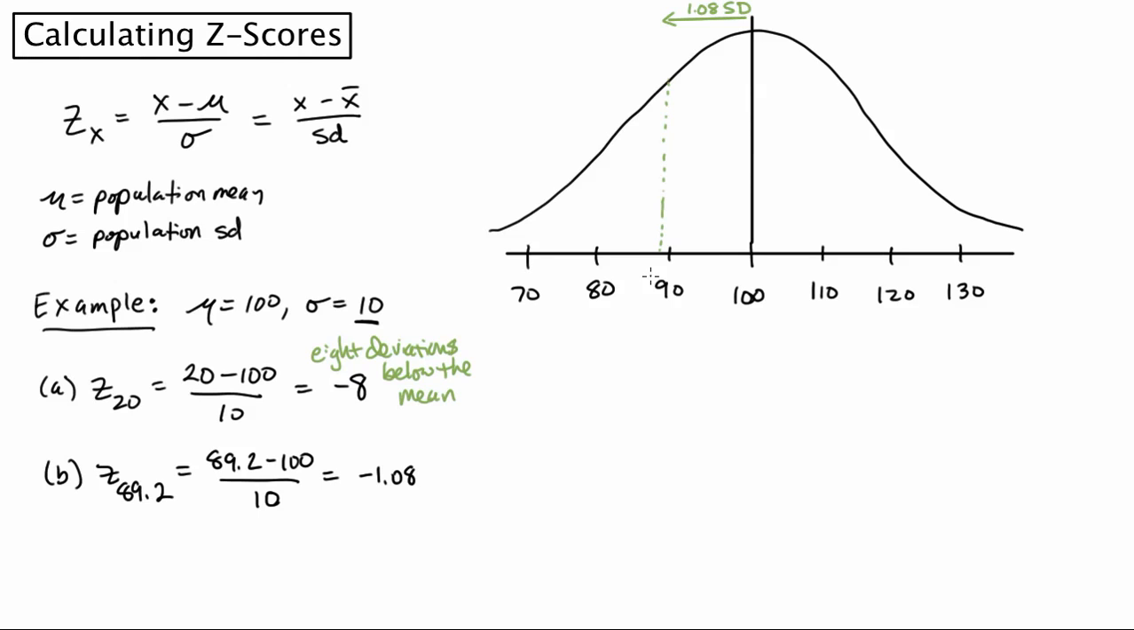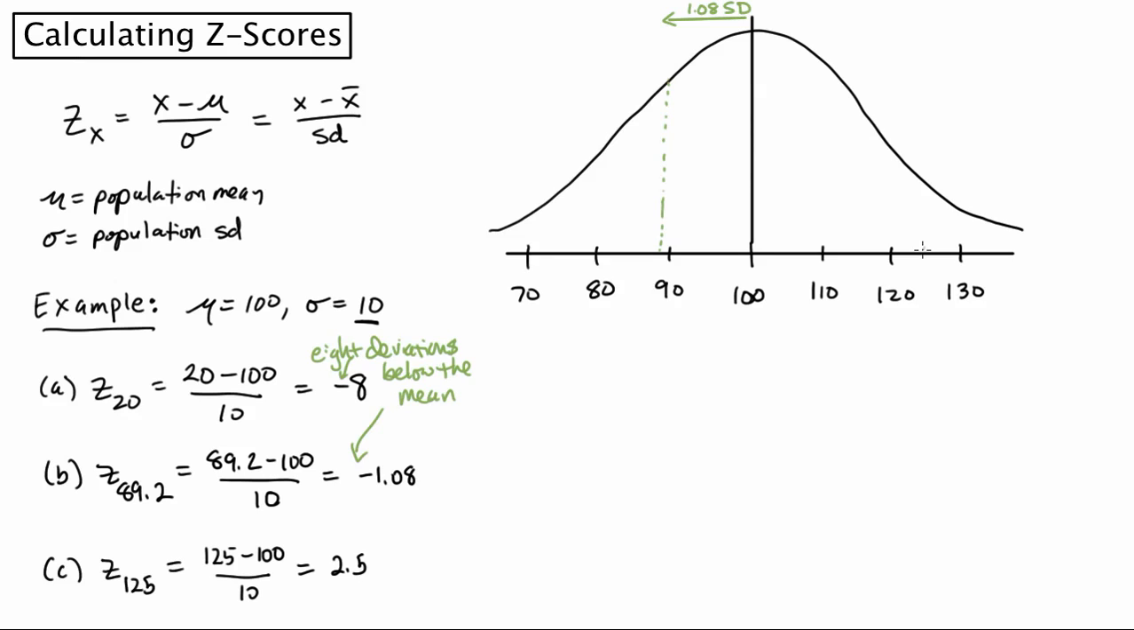So let's try one more. Let's find the z-score that corresponds to a data value of 125. So just keep in mind here that these negatives meant below the mean in both cases. So for this one, clearly the number 125 is larger than the mean of 100. And so we should get a positive number here. And if we calculate this z-score, we get 2.5.